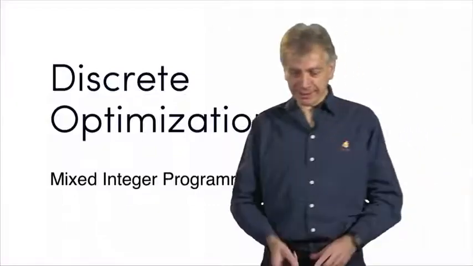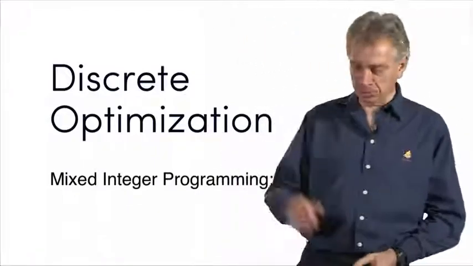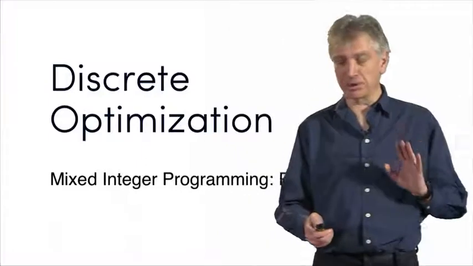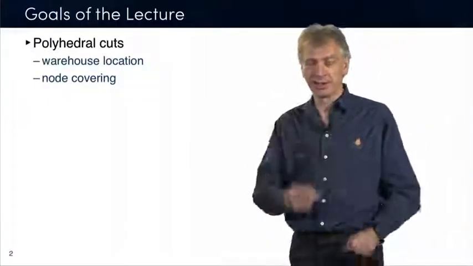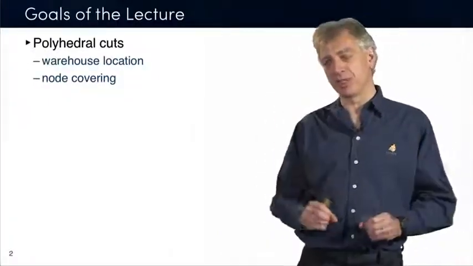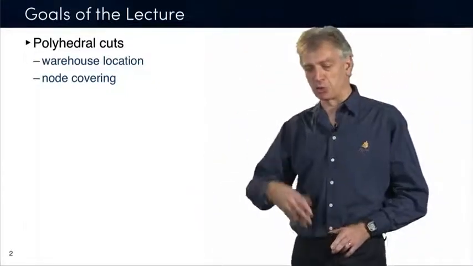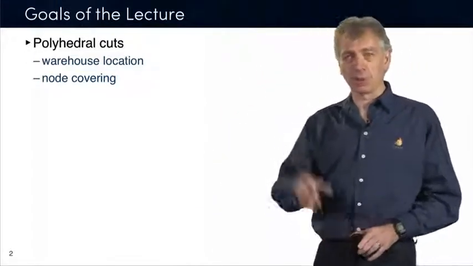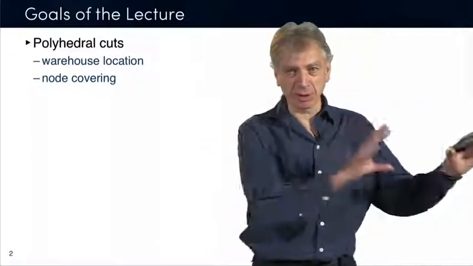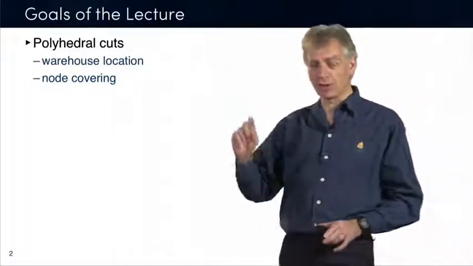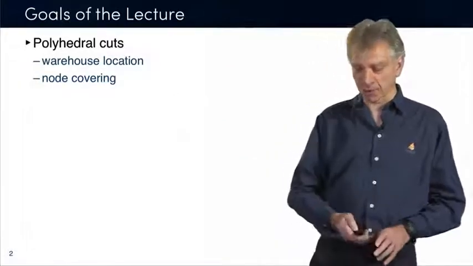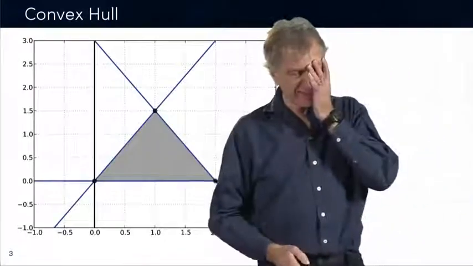Okay, so welcome back. This is Discrete Optimization, Mixed Integer Programming, Part 4, and this is going to be quite exciting. What we're going to see today are some really beautiful mathematics with very interesting computational results. Okay, so we're going to talk about polyhedral cuts, very different from the cuts that we've seen before. Talk about warehouse location and node covering.